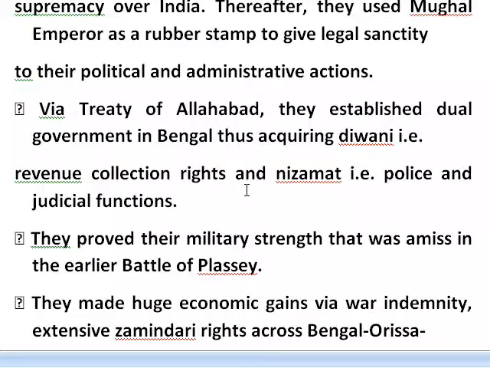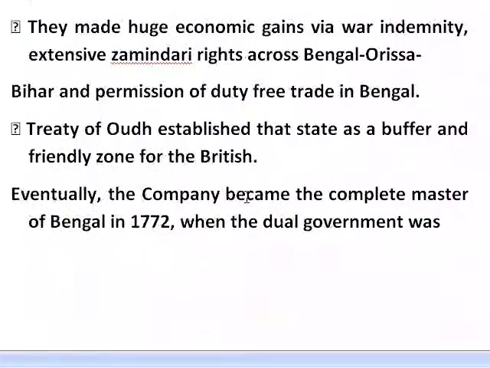By the Treaty of Allahabad, they established dual government in Bengal, thus acquiring Diwani, that is revenue collection rights, and Nizamat, that is police and judicial functions. They proved their military strength that was amiss in the earlier Battle of Plassey. They made huge economic gains, that is war indemnity, extensive zamindari rights across Bengal, Odisha, Bihar, and permission of duty-free trade in Bengal. The Treaty of Oudh established that state as a buffer and friendly zone for the British.